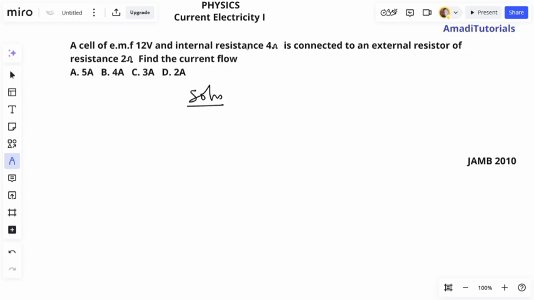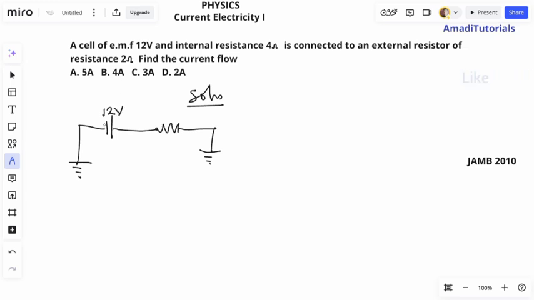Now, let me sketch the description here. You have a cell connected to an external resistor. So that is basically what it is. So the cell rating, the EMF here, is 12 volts.